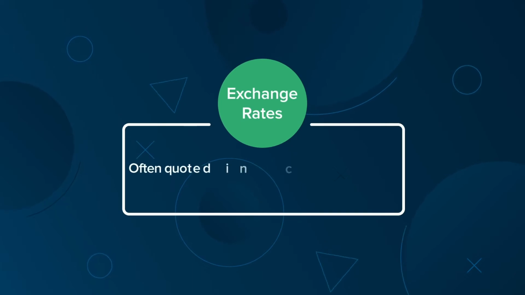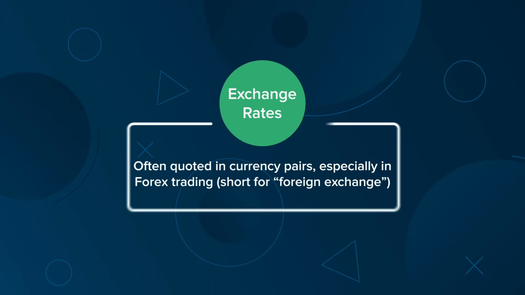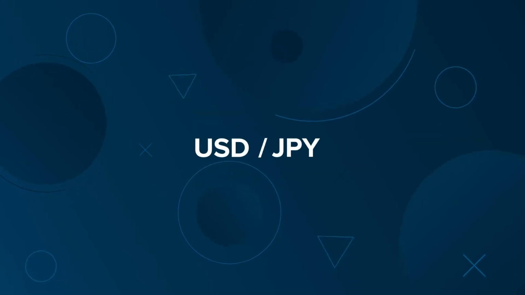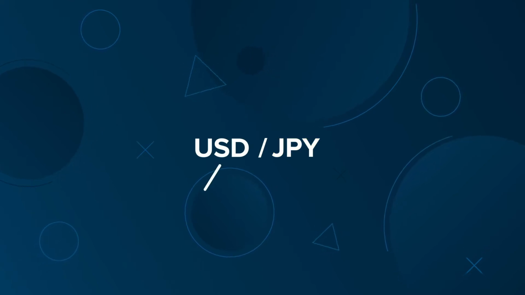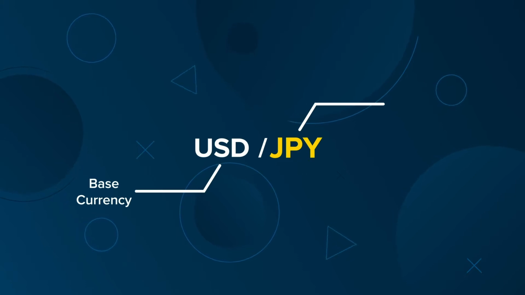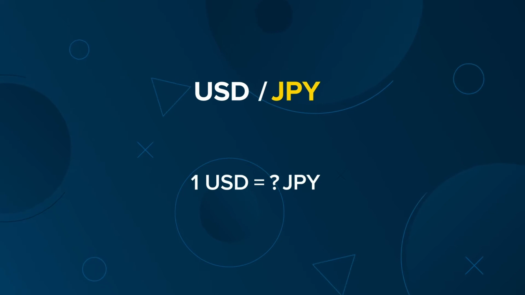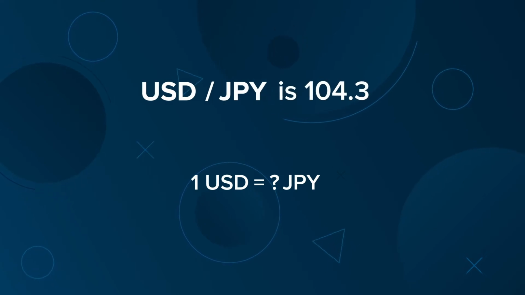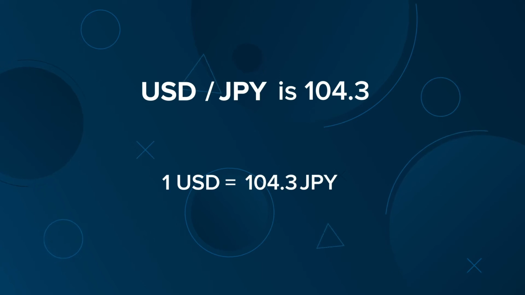Exchange rates are often quoted in currency pairs, especially in forex trading, short for foreign exchange. Let's consider USD JPY, or US dollar versus Japanese yen. The first currency listed is called the base currency, and the second currency is called the quote currency. The price shown for a currency pair is how much of the quote currency can be bought with 1 unit of the base currency. If the price shown for USD JPY is 104.3, then 1 USD will buy 104.3 Japanese yen.